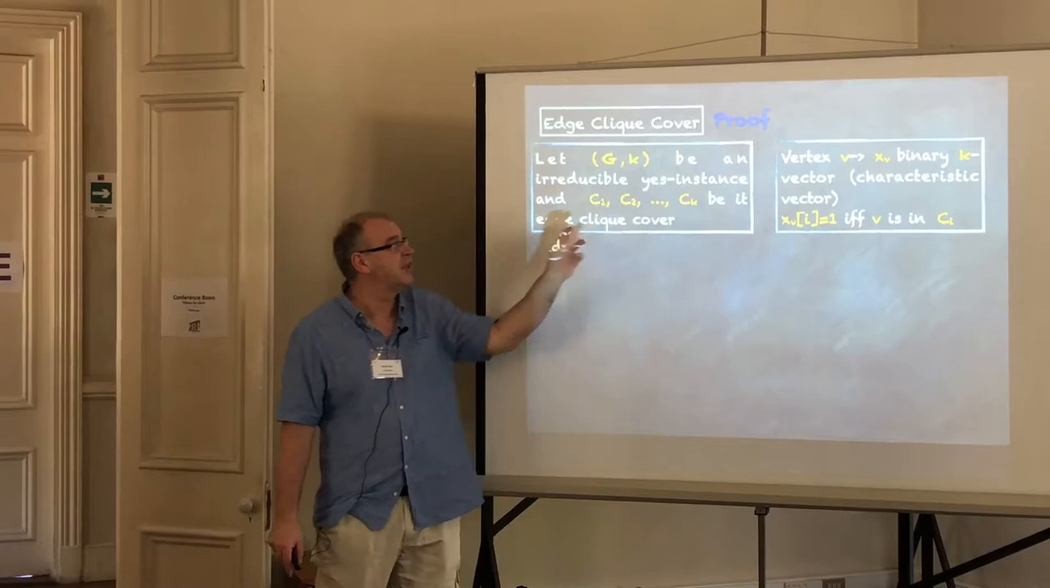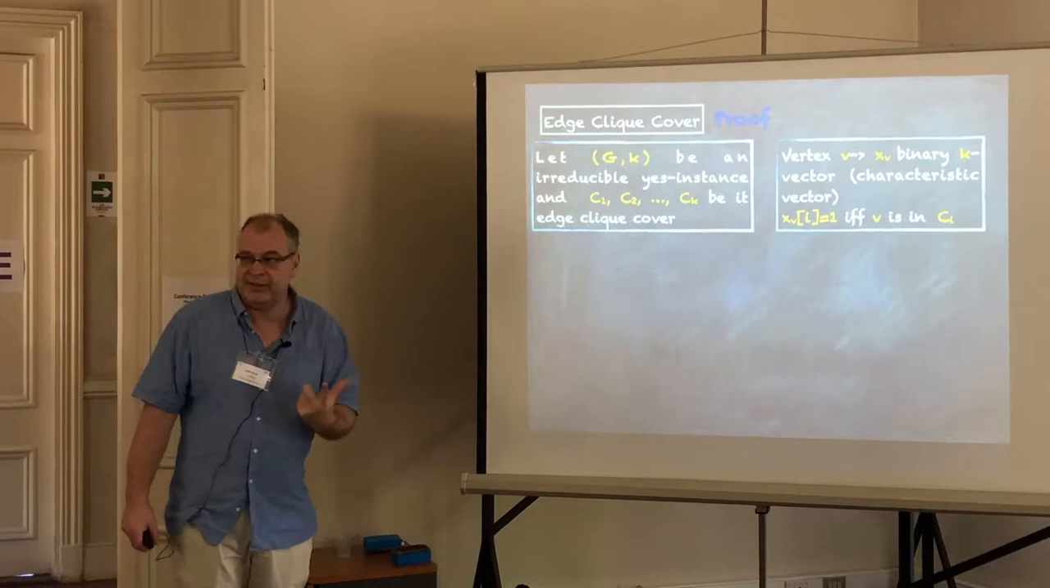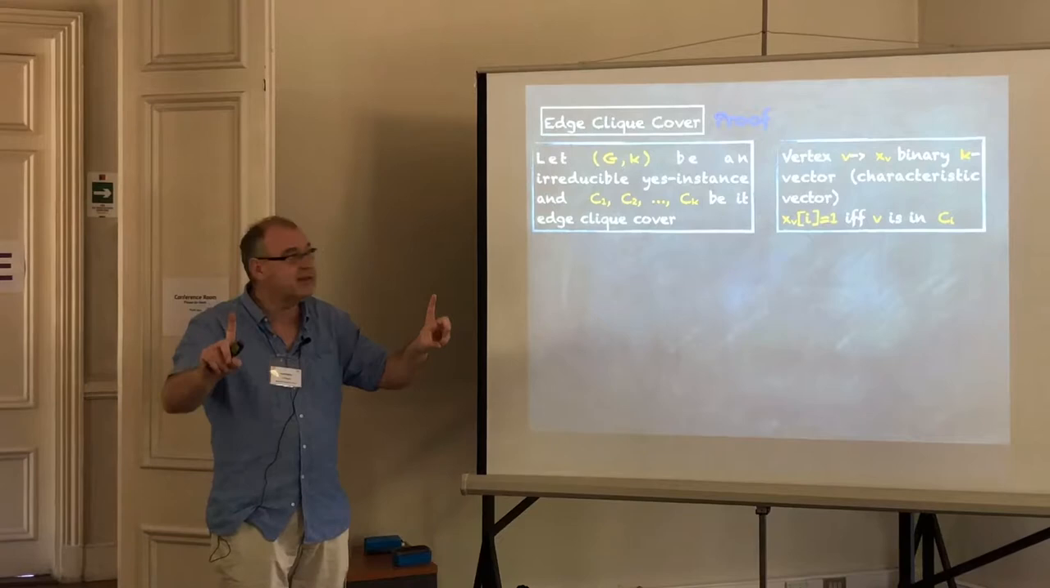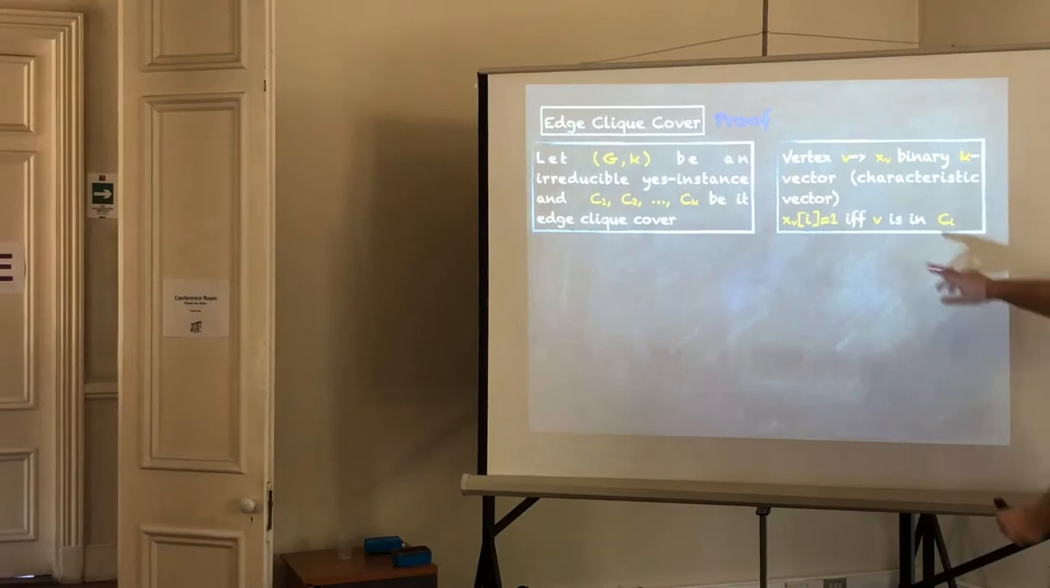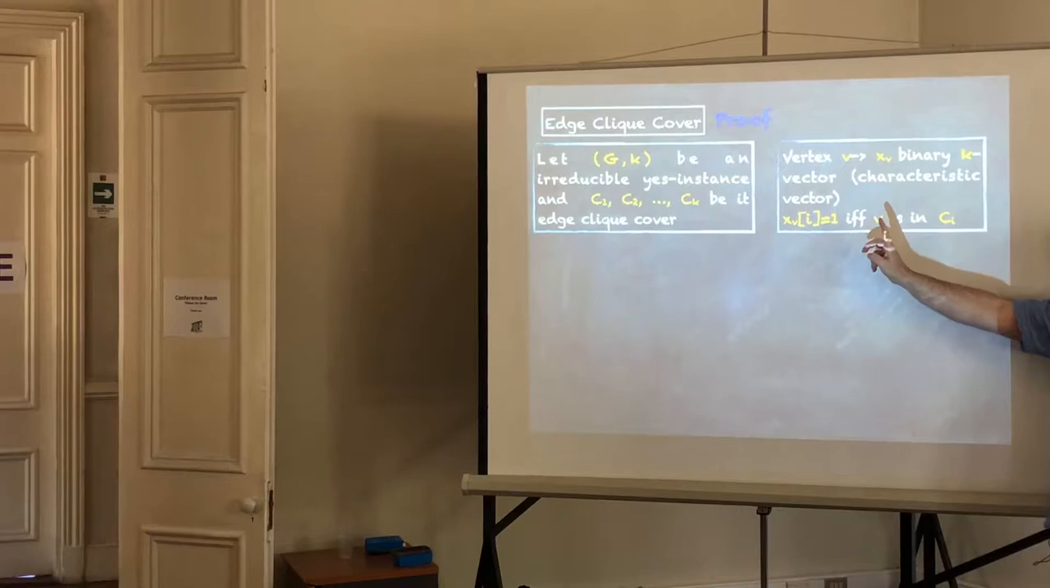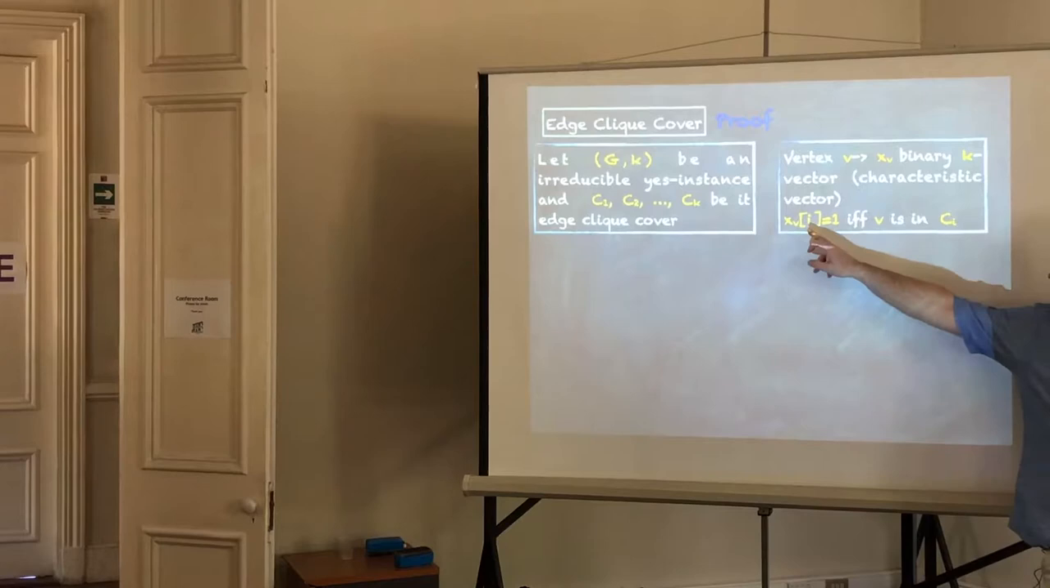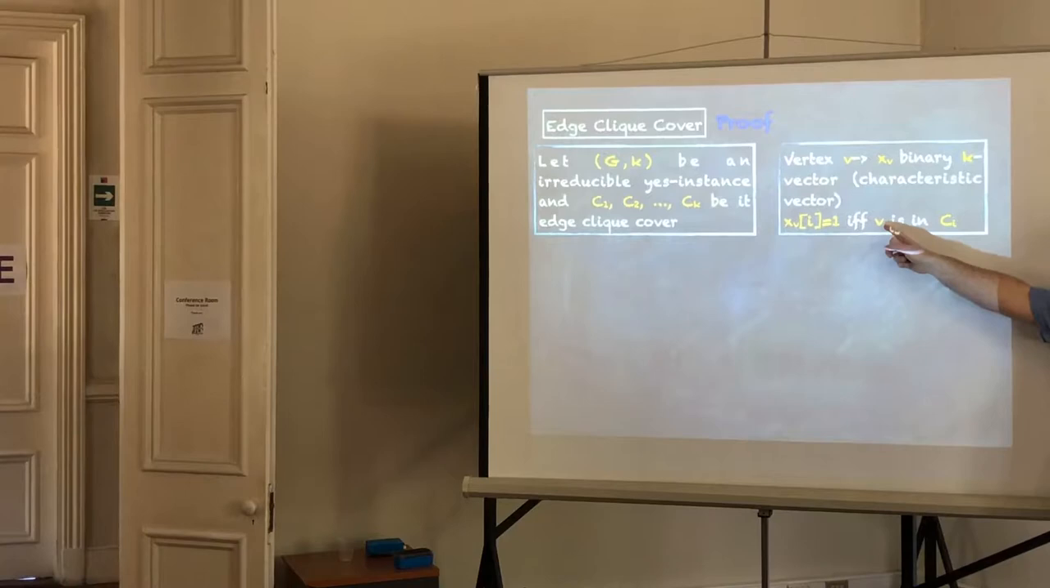Okay, and then there is a nice trick here. What I'm doing, I'm constructing an algebraic representation of these cliques and the vertices. For every vertex of the graph, I construct a binary k-vector. This is just the characteristic vector of this vertex corresponding to the cliques. So the coordinate i of the vector is equal to 1 if and only if this vertex belongs to the clique with the number i.